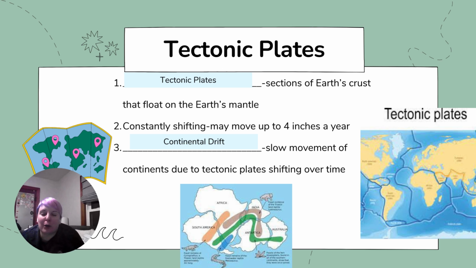It is super important to note, though, that up to 4 inches a year is not a lot. So it's not like we're going to wake up tomorrow and the continents are going to all look different. We're talking slow moving over millions of years. The other important thing to note about the movement of tectonic plates is that this is what causes earthquakes. There are actually 4 different ways that tectonic plates can move, and them hitting each other or moving against each other can cause mountains, but they can also cause earthquakes.